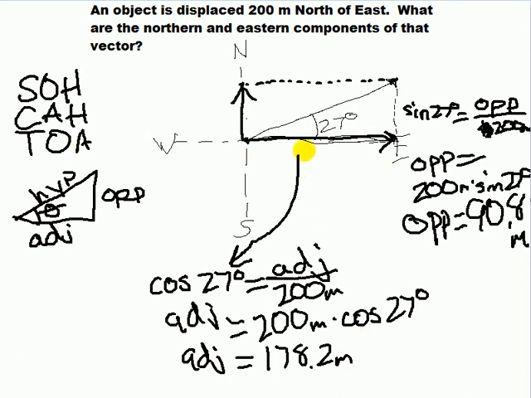And now we have our answer. Here it would be 178.2 meters. And up here, our side over here would be 90.8 meters. And those are our two components for our 200, whoops, I should have written it here, 200 meter distance.